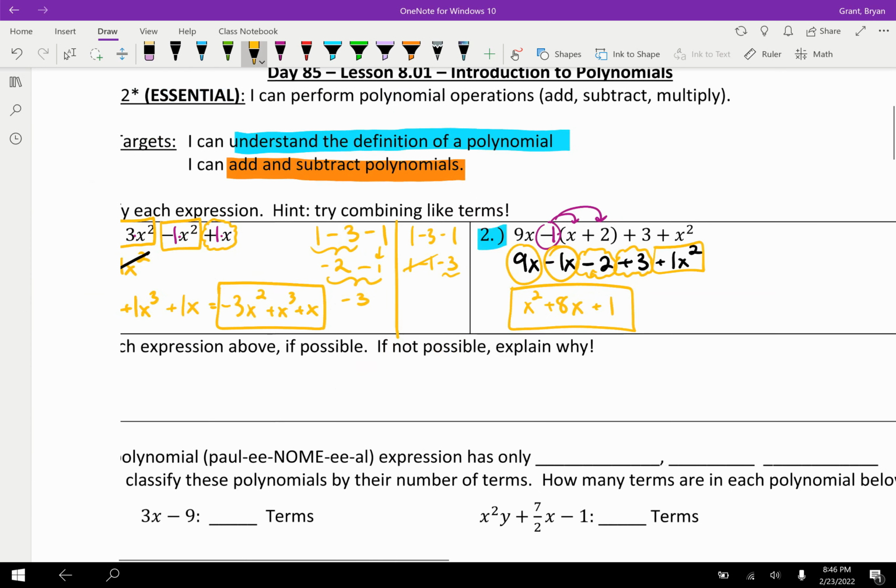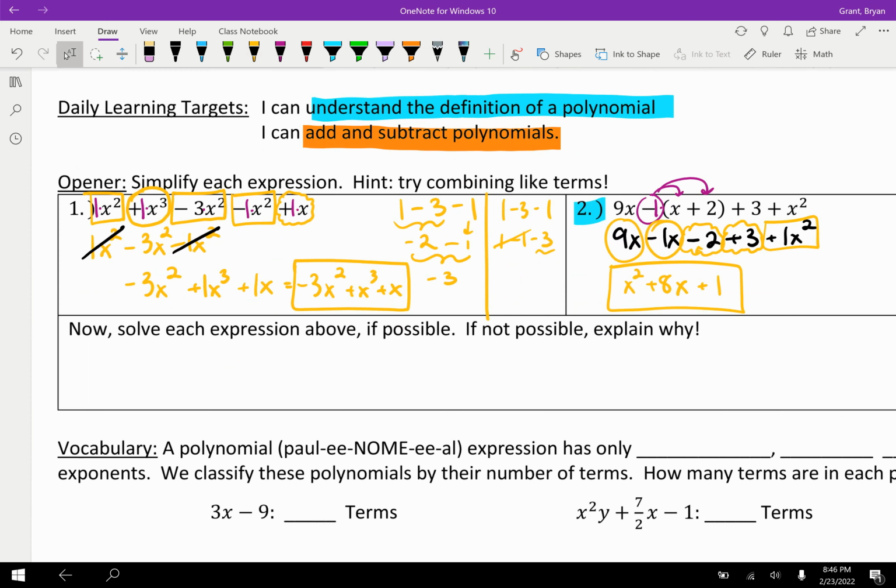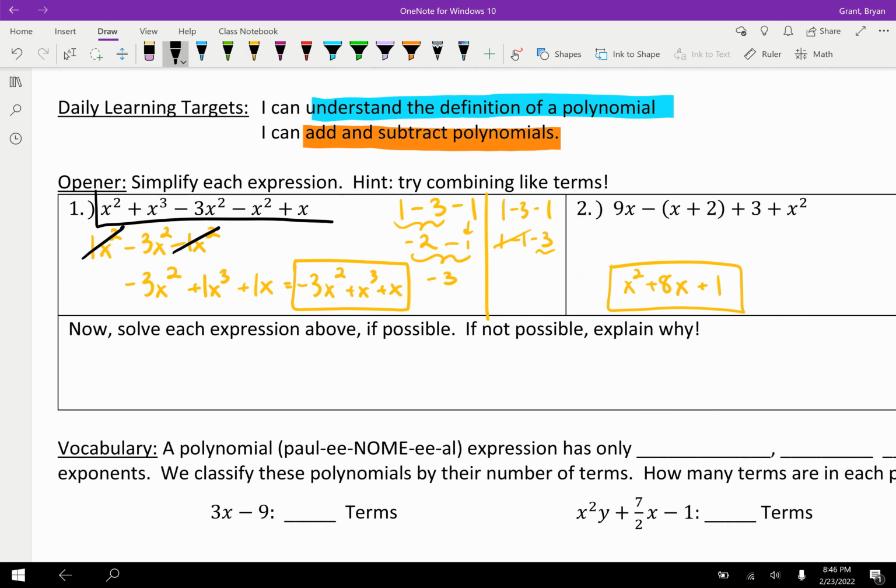Okay, well, this part at the end says now solve each expression up there if possible. Well, hopefully you guys said it's actually not possible to solve, right? We're not going to figure out what x is equal to in this case. And the reason why is because the original problems, I'm going to erase this up here, the original problems don't have an equal sign. And if the original problems don't have an equal sign, we're not solving, right? We can't find what x is equal to because we only do that when we have an equation to start us off.